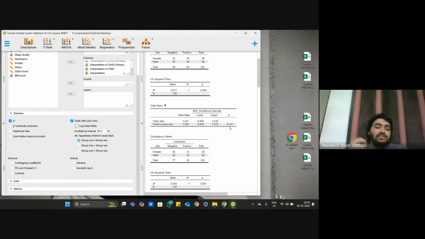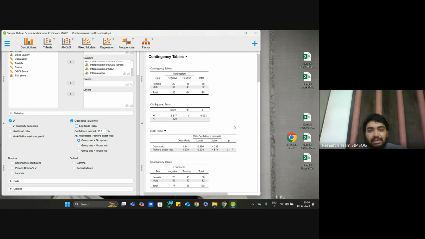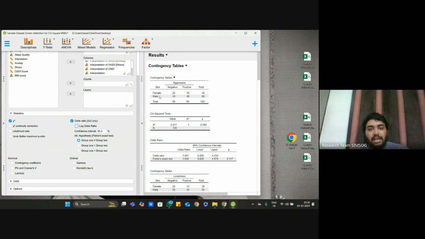Now, just to make sure that you all are attentive, tell me: the odds ratio here is shown as 1.94, but the p value is 0.117. Tell me what is the interpretation of it. It is related to aggression and male female.